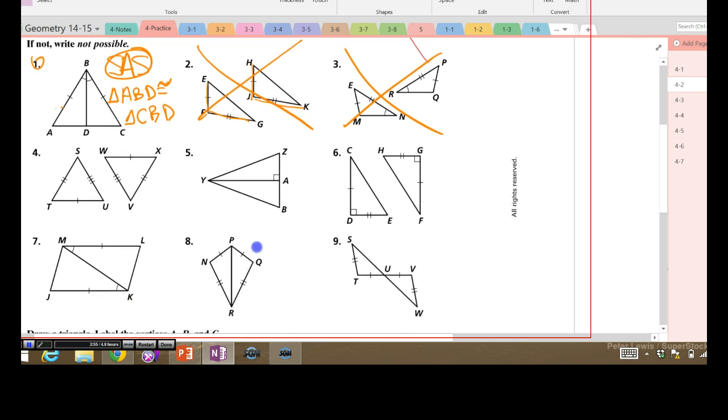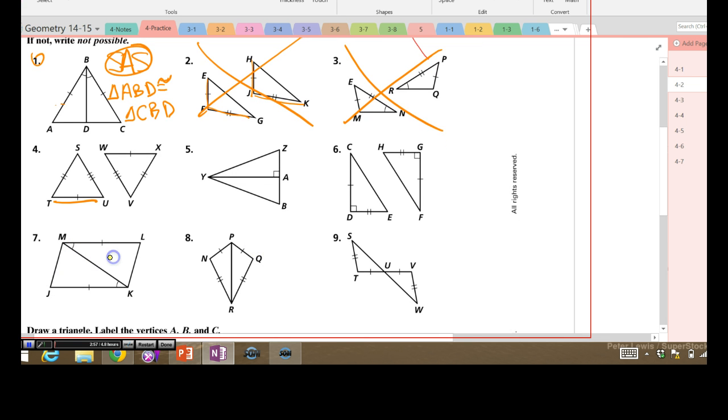Number 4, we have one side matched up to one side. We have another side that goes with another side, and a third side matched up with a third side. Yeah, that was pretty obvious. SSS. Now, what is a good name for this? Let's go with triangle STU is congruent to, where do I begin?